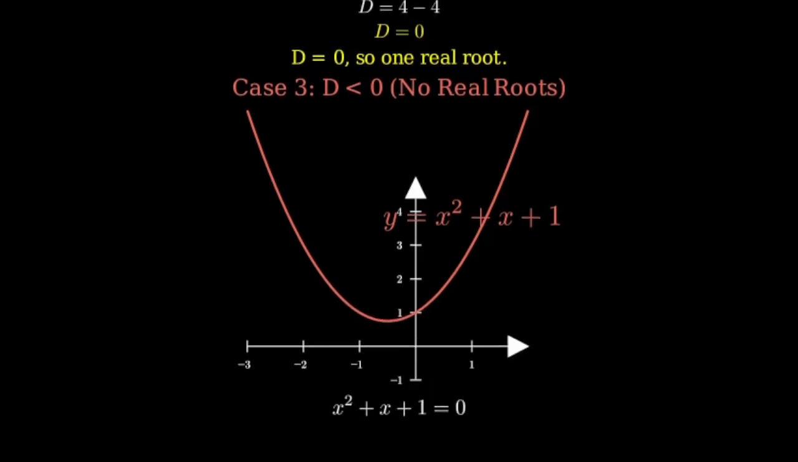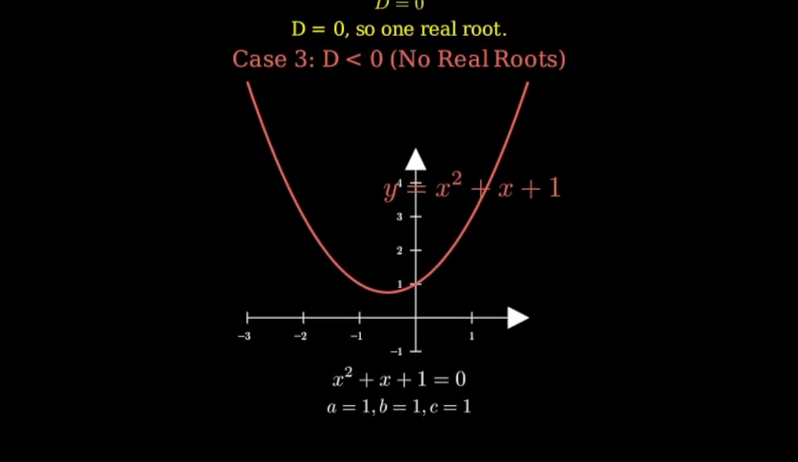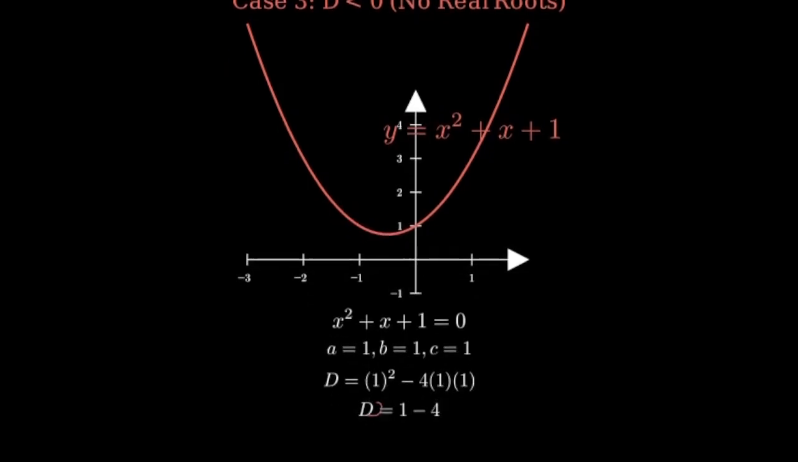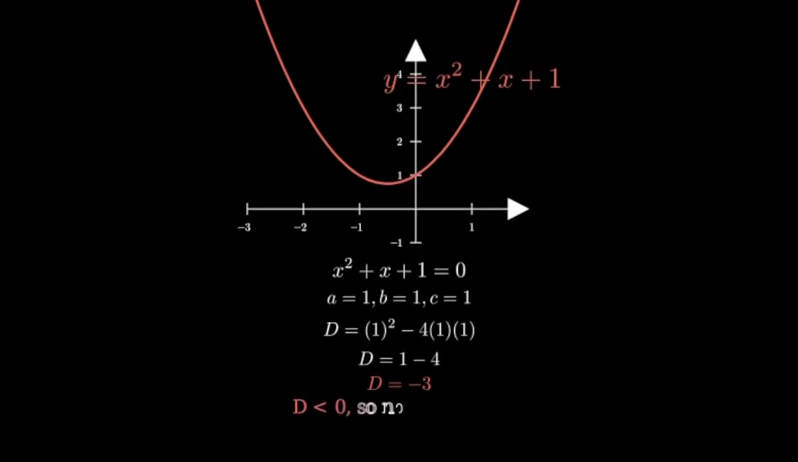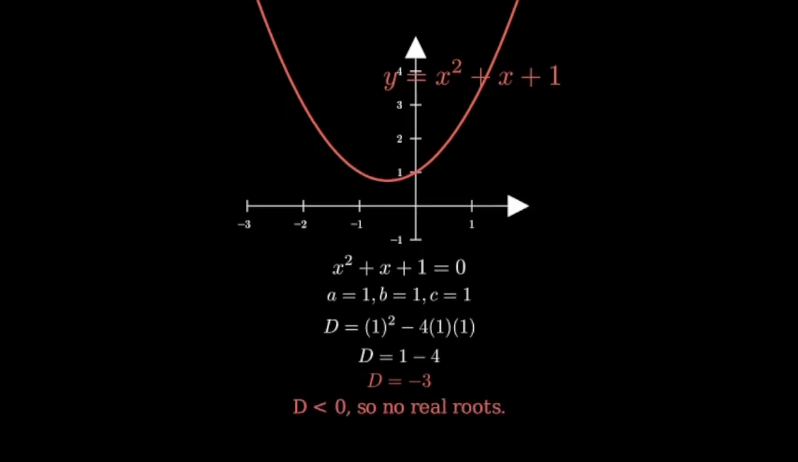Consider the equation x² + x + 1 = 0. Here, a = 1, b = 1, and c = 1. Calculating the discriminant, D = 1² − 4 × 1 × 1. This simplifies to 1 − 4, which equals −3. Since D equals −3, which is less than 0, this equation has no real roots.